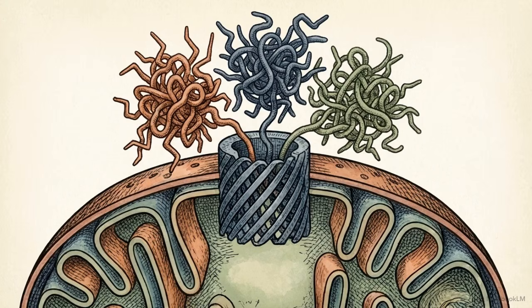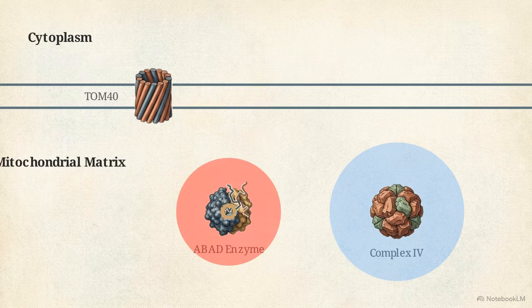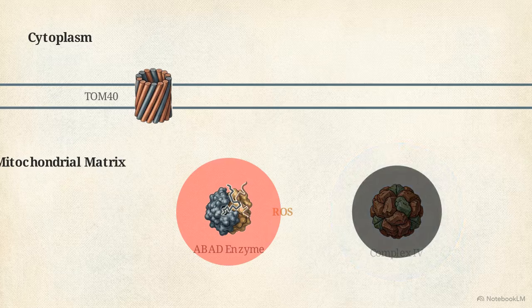The import gate functions as the primary convergent lesion targeted by specific protein aggregates. First is a transit and inhibit assault. Amyloid beta peptides thread through TOM40 to reach the matrix. Once inside, they bind the enzyme ABAD. This disrupts the active site, generating reactive oxygen species and depressing complex 4 output.